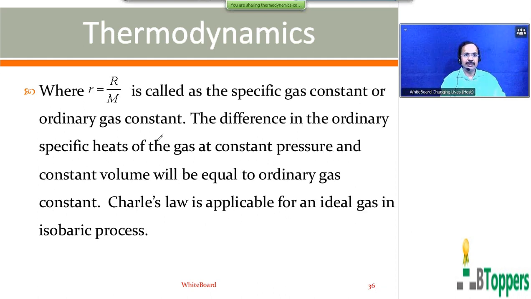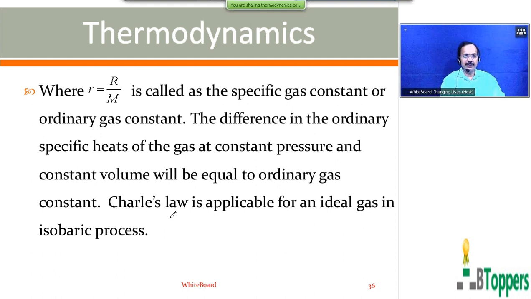Where small r equal to capital R by capital M is called the specific gas constant or ordinary gas constant. So the difference in the ordinary specific heat of the gas at constant pressure and constant volume will be equal to the ordinary gas constant.